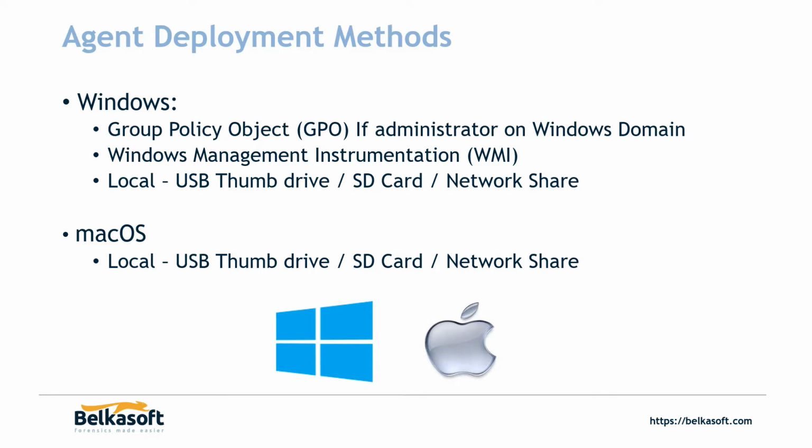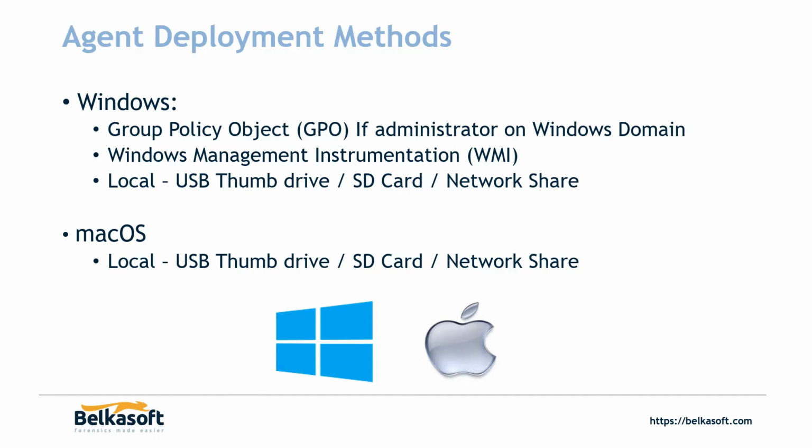So now what I'm going to do is talk about the agent deployment methods. How we can manage to send this agent remotely to said endpoints in a remote location. Well, it's going to be different based on the platform. When it comes to agent deployment for Windows machines, we have three different options. We have a group policy object deployment, and this requires you to be an administrator on a Windows domain.